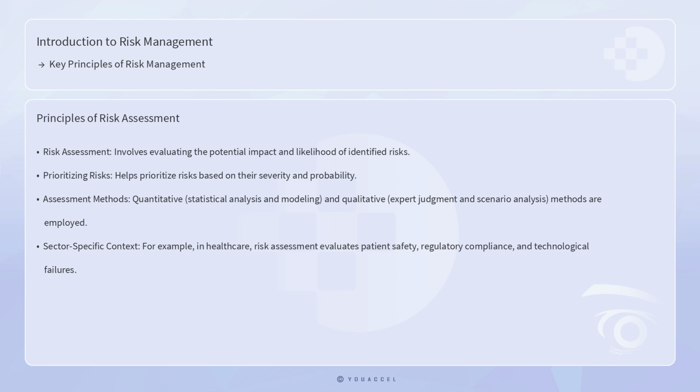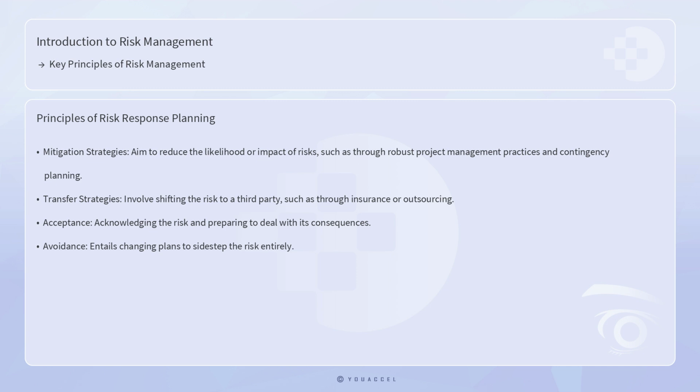Effective risk assessment requires a deep understanding of the organization's operational environment and the specific context of the risks. For example, in the healthcare sector, risk assessment might involve evaluating the likelihood and impact of risks related to patient safety, regulatory compliance, and technological failures. Following the assessment, the principle of risk response planning comes into play. Risk response planning involves determining appropriate actions to mitigate, transfer, accept, or avoid risks.